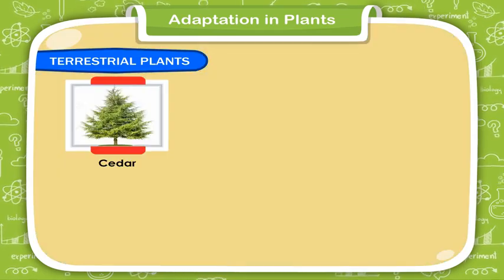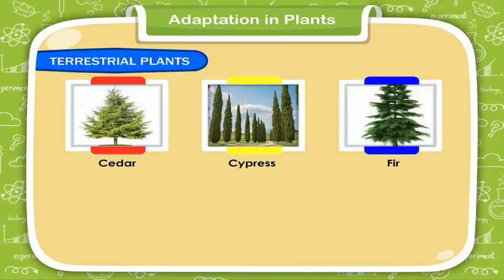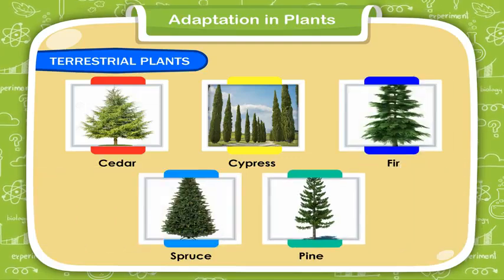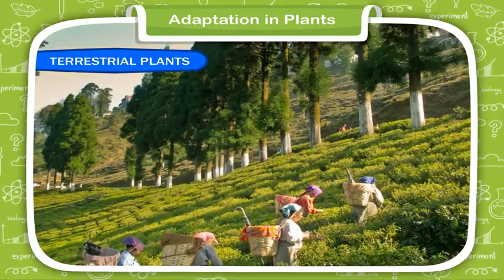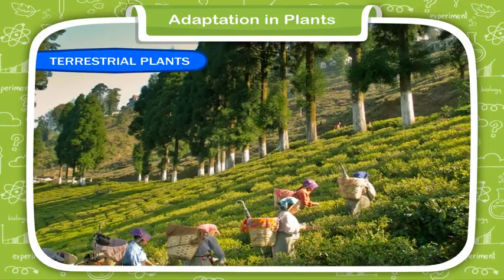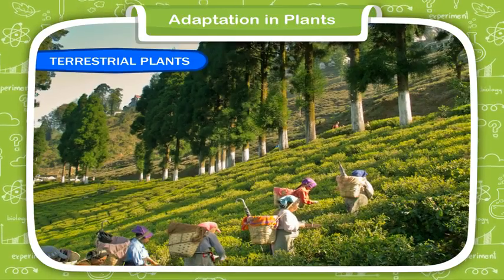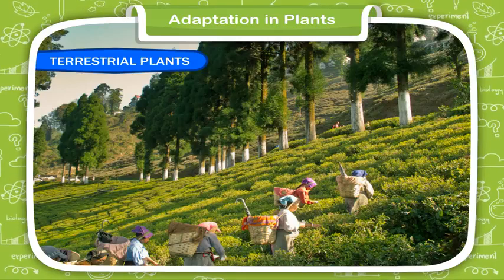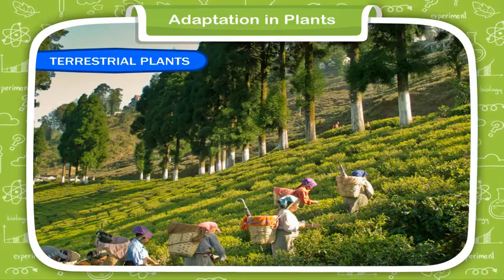Plants in hills. Some trees such as cedar, cypress, fir, spruce and pine grow in very cold and hilly places. You can see them in hilly areas like Darjeeling, Ooty and Kashmir. These trees have needle-like leaves and cones in place of flowers. Such trees are called conifers.